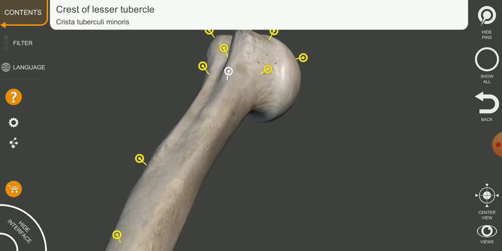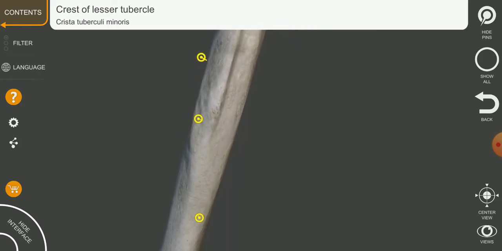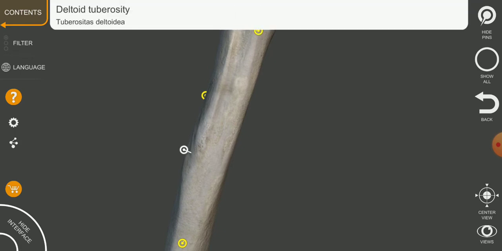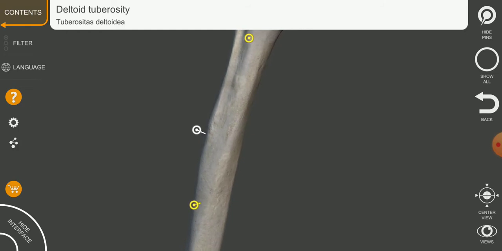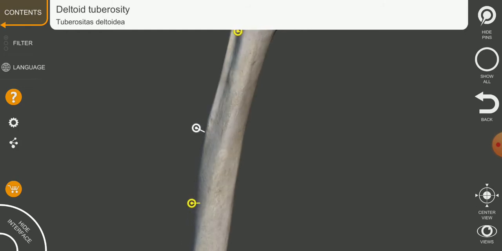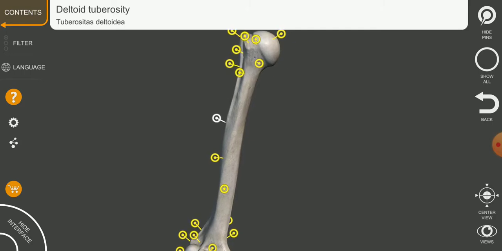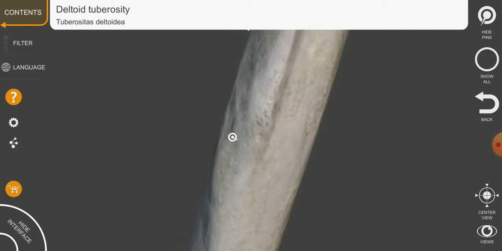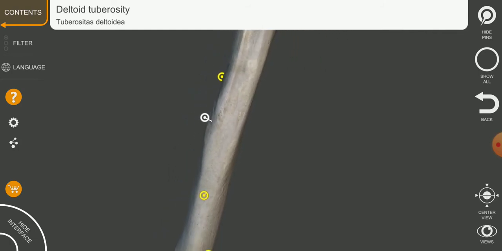If you come down, we have a structure here, a protuberance. This is the deltoid tuberosity, for the deltoid muscle. We can see the deltoid tuberosity at the middle area of the humerus. That is the tubercle, the deltoid tuberosity. Okay, so come down again.